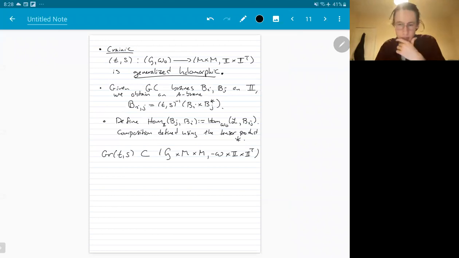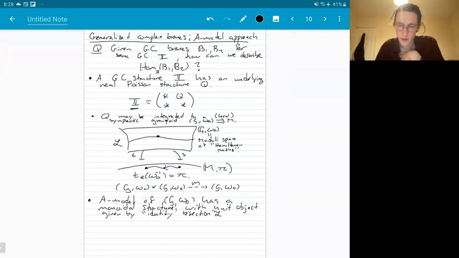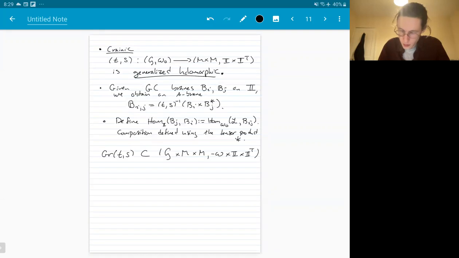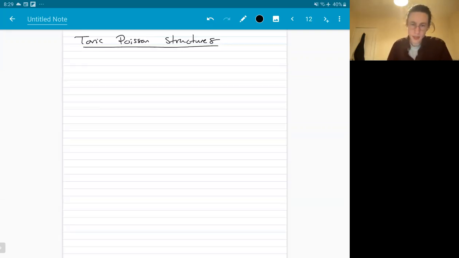Are there any questions so far about this general picture? Okay, I'll now explain what happens in this specific example of toric Poisson structures.